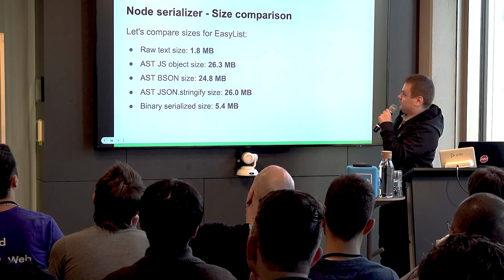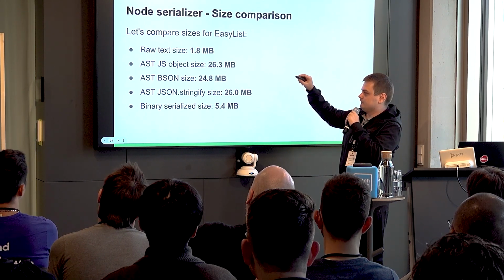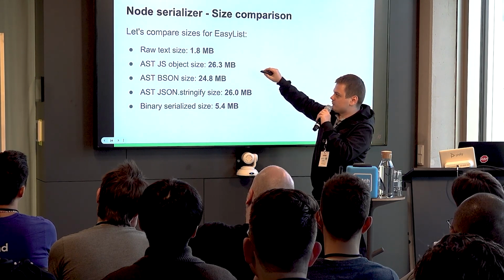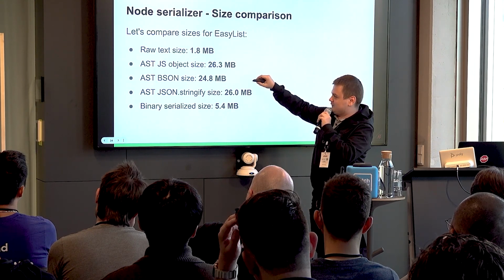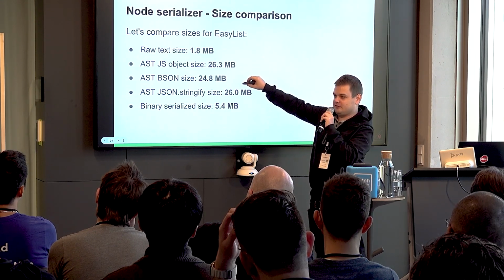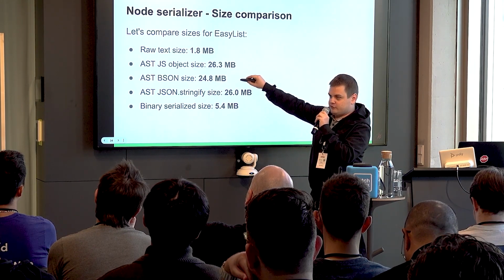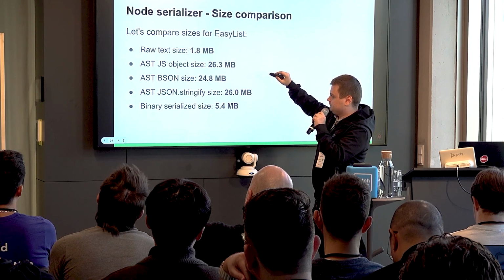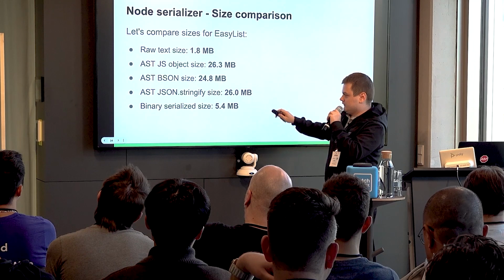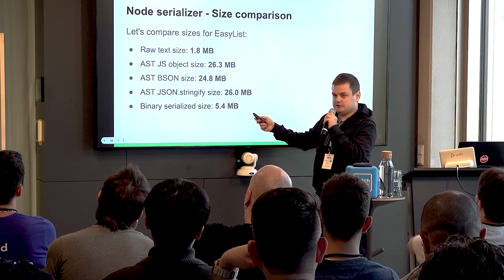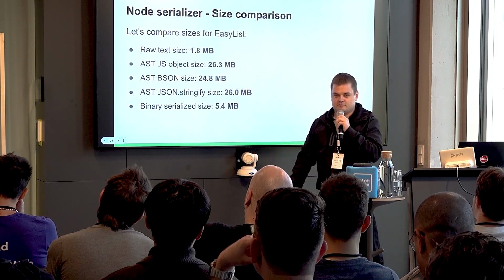For example, when we parse EasyList with AGTree, EasyList itself is 2 megabytes. The AST JSON object is a bit larger. And if you serialize it with binary JSON, a common library used in MongoDB, for example, it's almost the same size. So it's not for us. JSON stringify also has a large size, but our serialized filter list, which holds every necessary piece of information too, is only 5.5 megabytes.